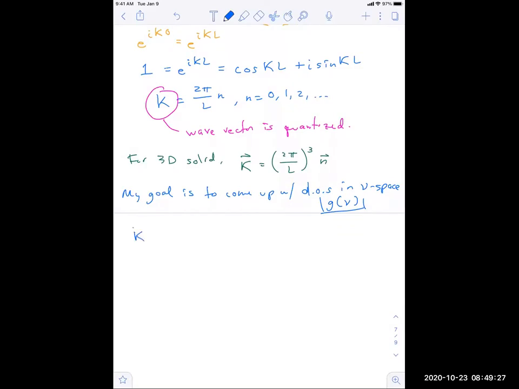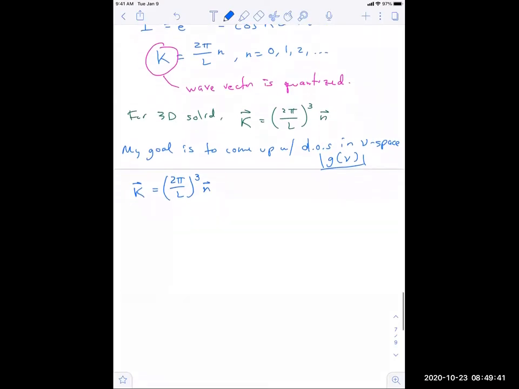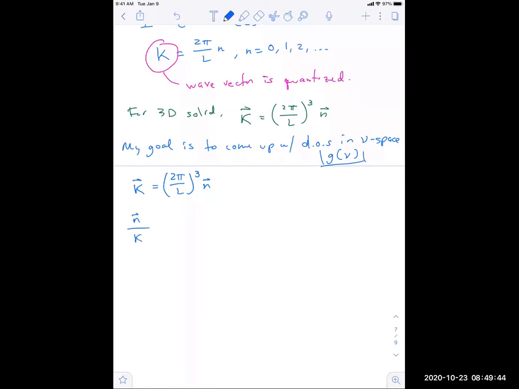So I start again with this expression that I wrote just above, where our periodic boundary conditions dictate that this constraint is met. Then with some simple manipulations, I can say this n over k equals the volume of our system divided by 8 pi cubed. And so what does this n over k mean? It's a bit abstract. It's really just saying that these are the number of allowed values of our wave vector per unit volume in our momentum space, or reciprocal space.